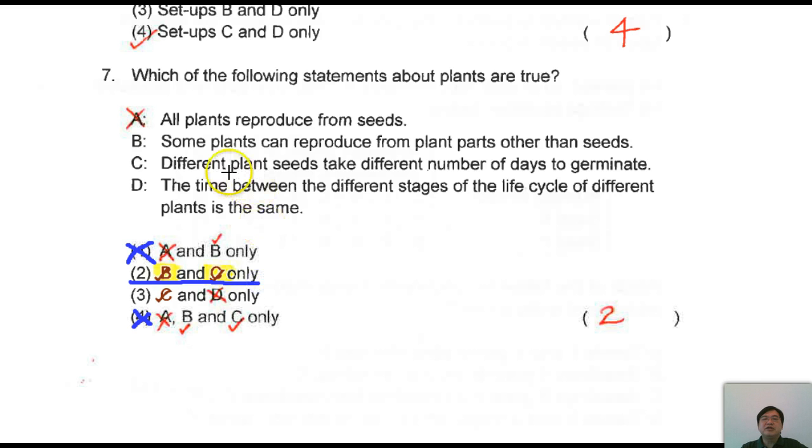Now let's double check whether C is correct. Different plant seeds take different numbers of days to germinate. Correct. Okay, C is correct. But over here there is no B. And D is definitely wrong. Therefore, the answer is 2.